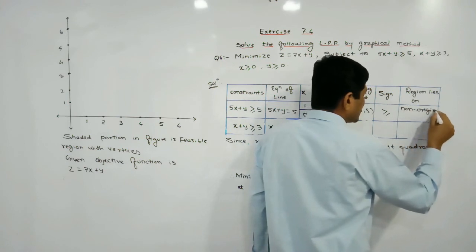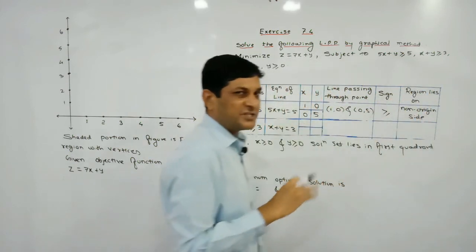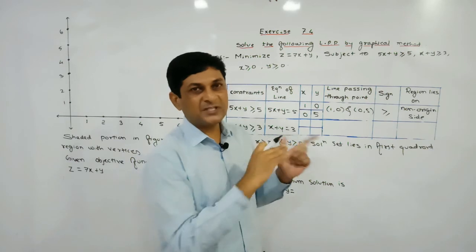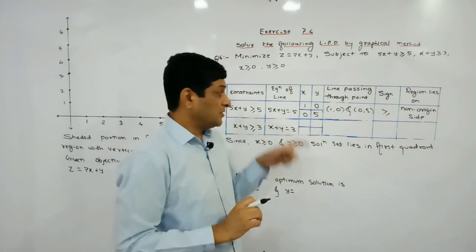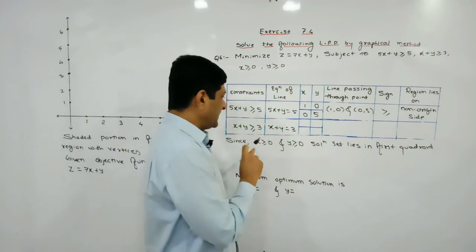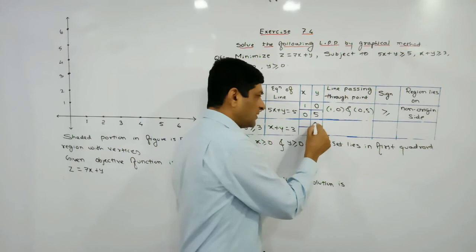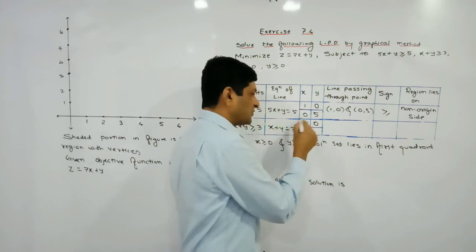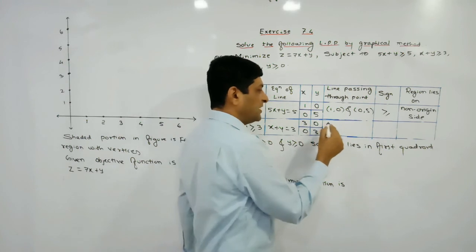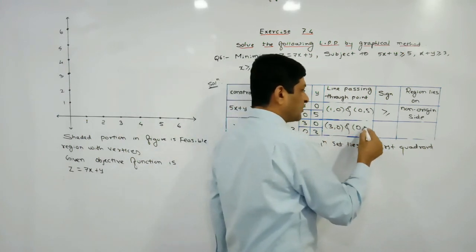Non-origin side means the region on the non-origin side will be the solution set of this constraint. Now for the second line, find the coordinates of 2 points. First substitute y equals 0, we will get x equals 3. If I substitute x equals 0, we will get y equals 3. Means the second line passes through the points (3, 0) and (0, 3).